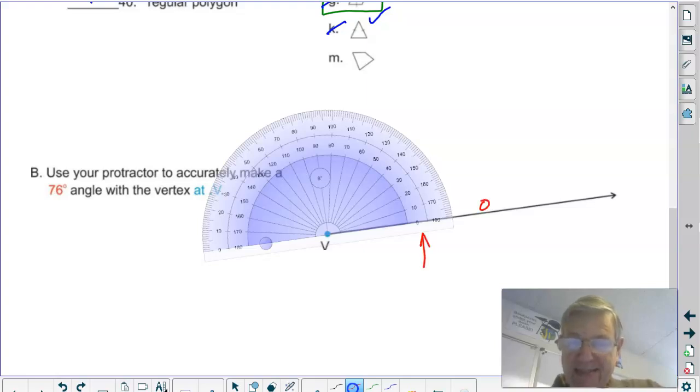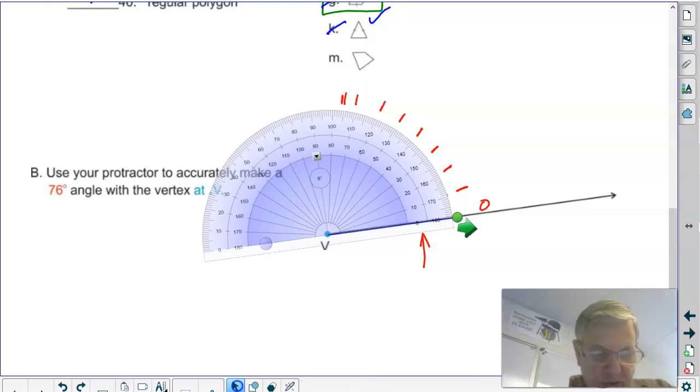And I'm now reading the scale inside, right? Because you start at 0 here. And I got to go to 76. So watch. This is 10, 20, 30, 40, 50, 60. I'm reading the inside scale, right? I would circle it, but if I try to do it, my protractor will mess up. So 60, there's 70, there's 75, so I got to go one more mark. Right there is 76.